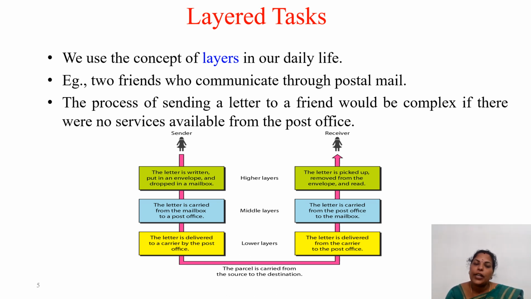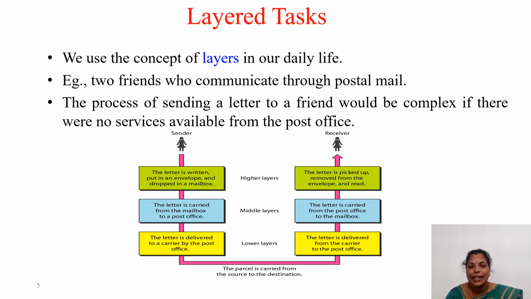Before going into discussing the ISO-OSI model, we are discussing a general or simple layered model we follow in day-to-day life. For example, two friends communicating through postal mail. So how are we communicating through postal mail? Nowadays, we are not communicating through postal mail. Mostly, only official documents come through postal mail. But in earlier days, we had that mode of communication only. So if we wanted to communicate between friends, earlier we used to write a letter.